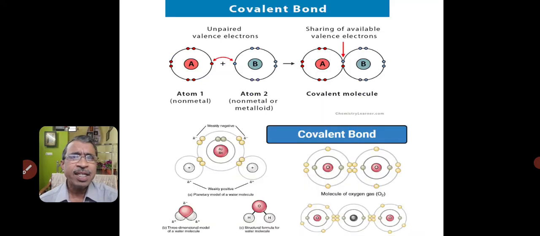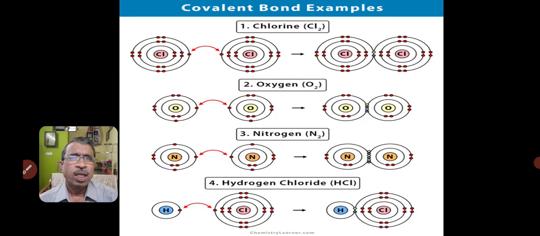So this is a slide that shows how a covalent bond is formed between the two atoms by sharing the two unpaired electrons, so that both the atoms attain octet structure. This is another slide showing the formation of chlorine molecule, oxygen molecule, nitrogen molecule and HCl molecule.